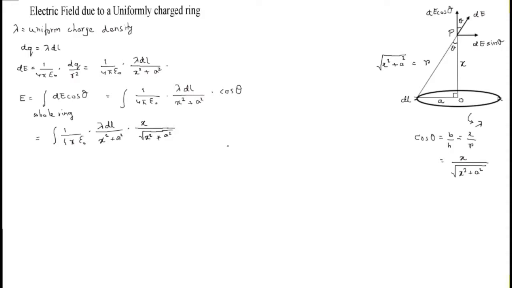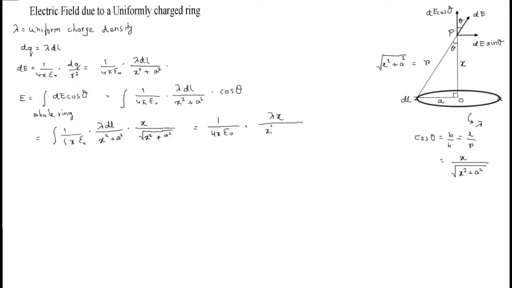Right, perfect. So I'll try to simplify this a bit, rather take the things out of the integration which are not required within the integration. So epsilon naught, everything comes out, right? So lambda comes out, this x comes out, only what remains is the dl.